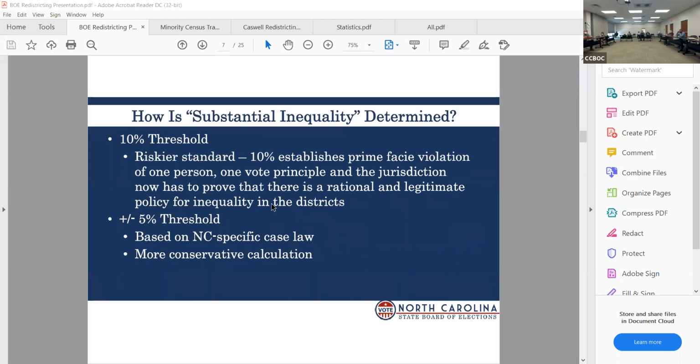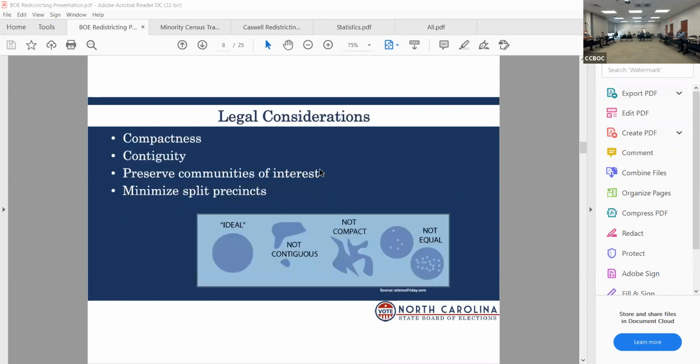There's a 10% threshold, and that's a riskier standard. 10% establishes a prima facie violation of the one person, one vote principle, and the jurisdiction now has to prove that there is a rational and legitimate policy for inequality in the districts. There's a plus or minus 5% threshold that I spoke about earlier, based on North Carolina specific case law, and that's a more conservative calculation. So other legal considerations are compactness, contiguity, to preserve communities of interest and minimize split precincts. And you can see there's a few graphic representations of that below.